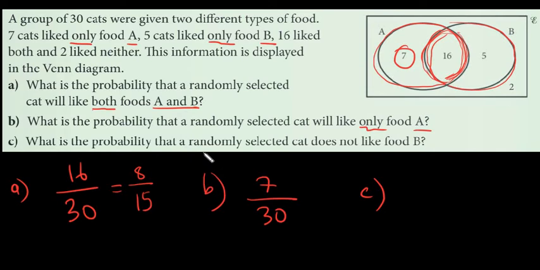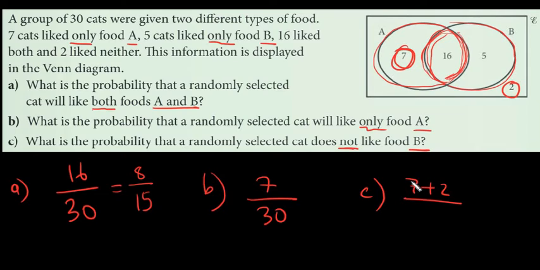And C. What's the probability that a randomly selected cat does not like food B? So not B. It is everything outside B. What is everything outside B? 7 and 2. So we are going to add them.